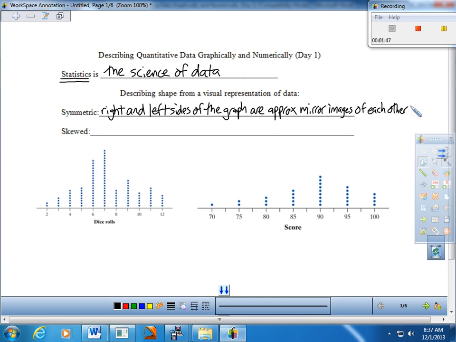Whereas when we have a skewed distribution, and we'll actually see skewed from the two directions, left skewed and right skewed, here's what I would put in, and if you could do this as well, that would be great. Where one side containing half of the observations is much longer than the other side.